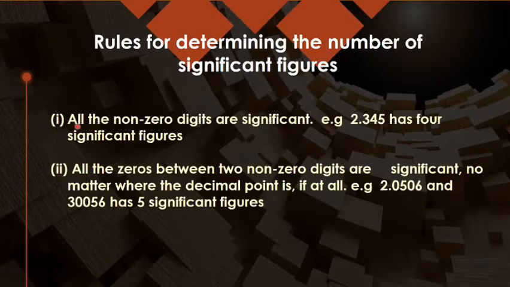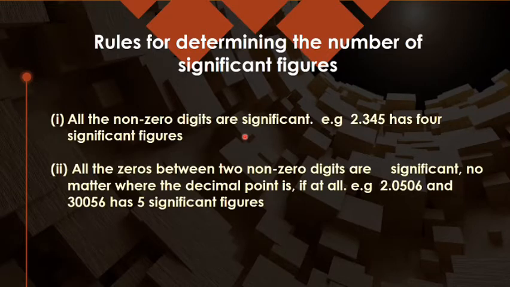The first rule is that all the non-zero digits are significant. Like if I am writing 2.345, or simply without the decimal, 2345, then it has 4 significant figures because all are non-zero digits. First rule: all the non-zero digits are significant.